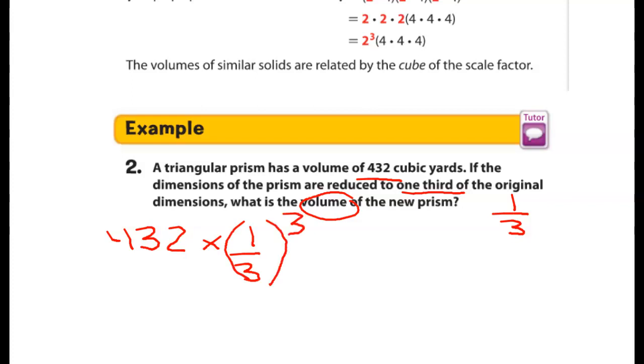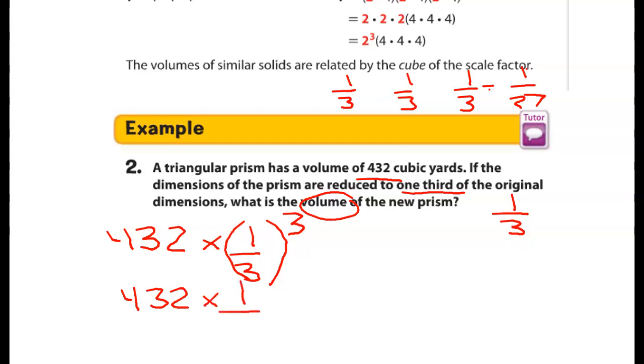So you have to be careful that when you do 1/3 to the third power, you're going to do 1/3 times 1/3 times 1/3, right? So that's going to give you 3 times 3 is 9, times 3 is 27. So it's going to give you 1/27. So what I'm going to have then is 432 times 1/27. And that's really easy.